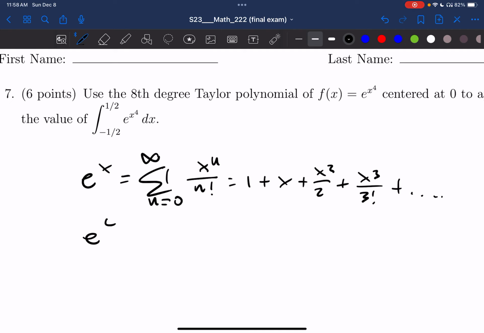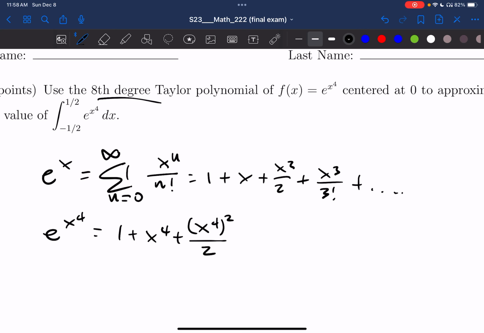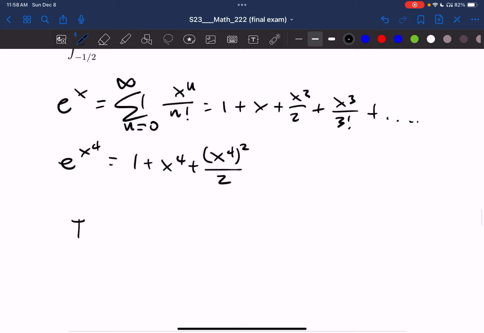So e to the x to the fourth power, let's replace every x we see here with x to the fourth power. So we're going to get 1 plus x to the fourth power plus x to the fourth power squared divided by 2. And notice it says 8th degree Taylor polynomial, so we only need to go to the 8th degree. So T of x is going to be equal to 1 plus x to the 4 plus x to the 8 divided by 2.